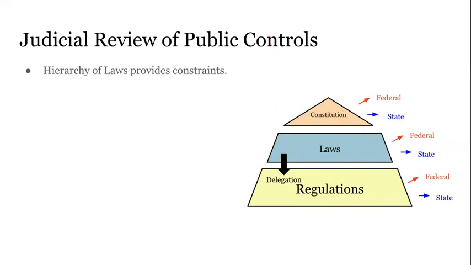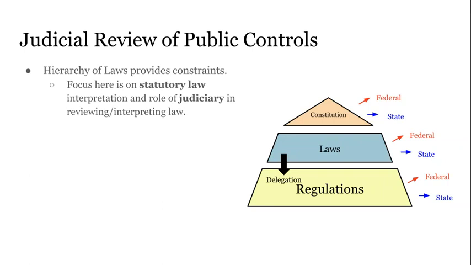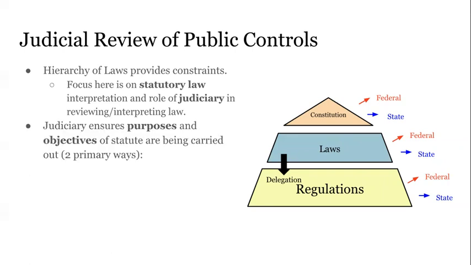So the hierarchy of laws provides constraints for judicial review. A court can't say that a regulation, an agency taking action that's outside of its delegated authority, is, sure, that's fine, no problem. And certainly if that agency action or the law itself violates the Constitution in any way, then the court can't say that's okay, we're good with that. So the focus here is on statutory law interpretation and the role of the judiciary in reviewing and interpreting law, how it reviews that public law and how it interprets it.